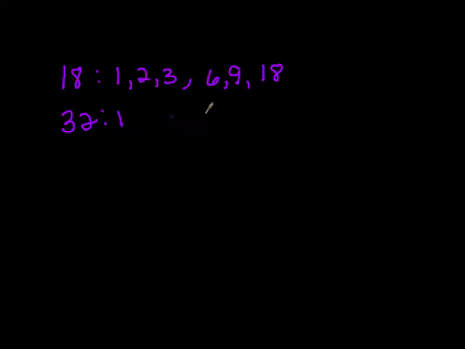32, I can multiply 1 times 32. I can multiply 2 times 16. 3 does not go into 32. 4 does, 8 times. 5 does not go into 32. 6 does not go into 32. 7 does not go into 32. But 8 does. So there's a lot of spacing here, but those are my 6 numbers that go evenly into 32. Now I need to find my common numbers.